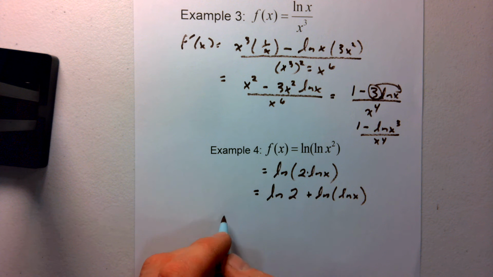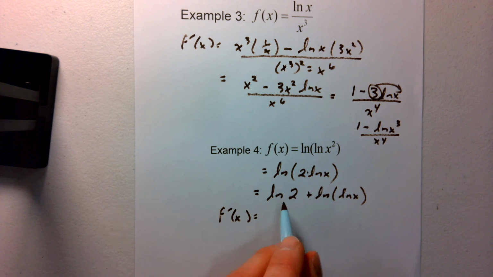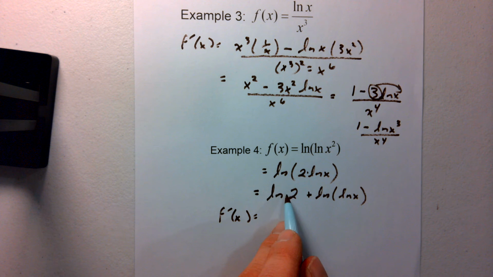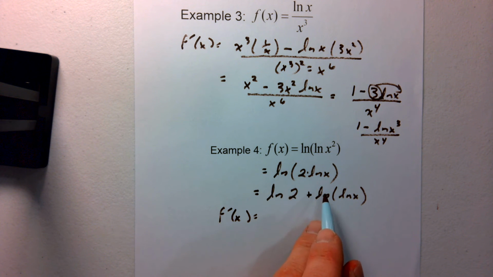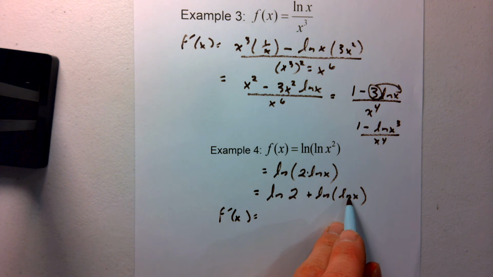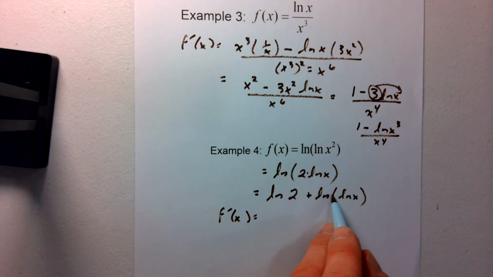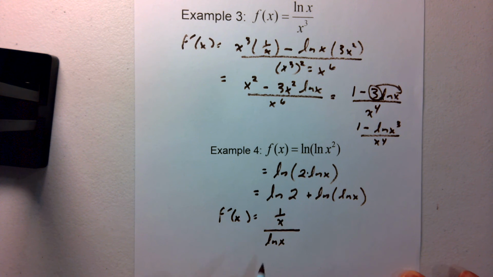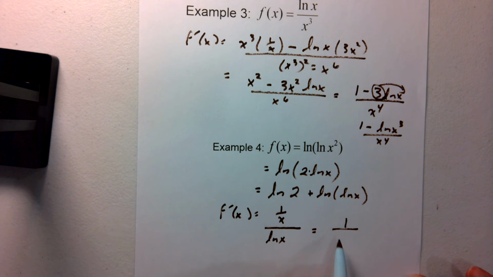Why do I do that? Well, because I know the derivative of natural log of 2. Natural log of 2 is a number. It's a constant. So the derivative of natural log of any number is going to be 0, just like any constant's derivative is 0. So I just have the natural log of the natural log of x. So what do I do? Well, I take the derivative of the natural log of x, which is 1 over x. I'm going to divide that by that function, which is the natural log of x. So I'm going to end up with 1 over x natural log of x.